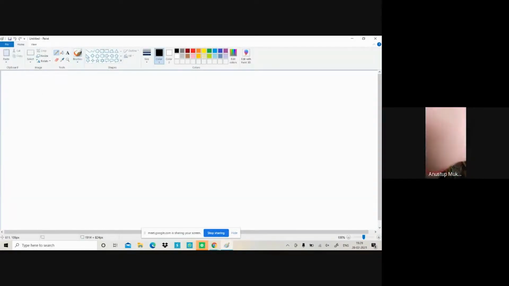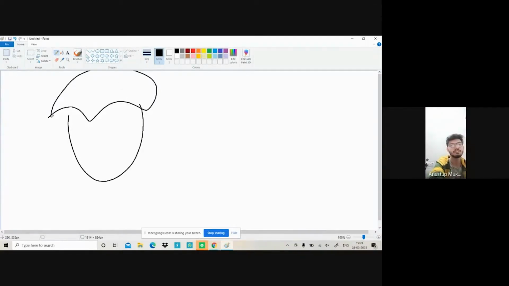So I will be picking an example of that kind of facial recognition thing. Suppose this is a face of a particular human, and I want to train my model to detect this particular face. So how will a model be trained?